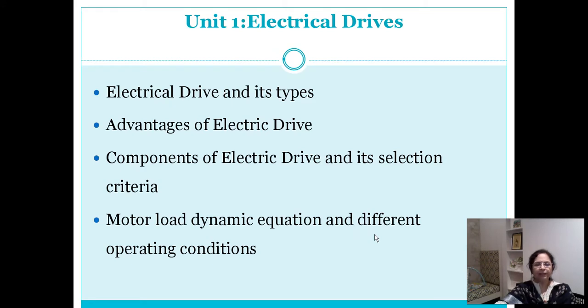This is for the final year electrical engineering students from the subject Power Electronic Control Drives, Unit 1, which is about understanding the basics of electrical drives. So we will be studying electrical drive and its types, advantages of electric drive, components of electric drive and its selection criteria, and motor load dynamic equation and different operating conditions.